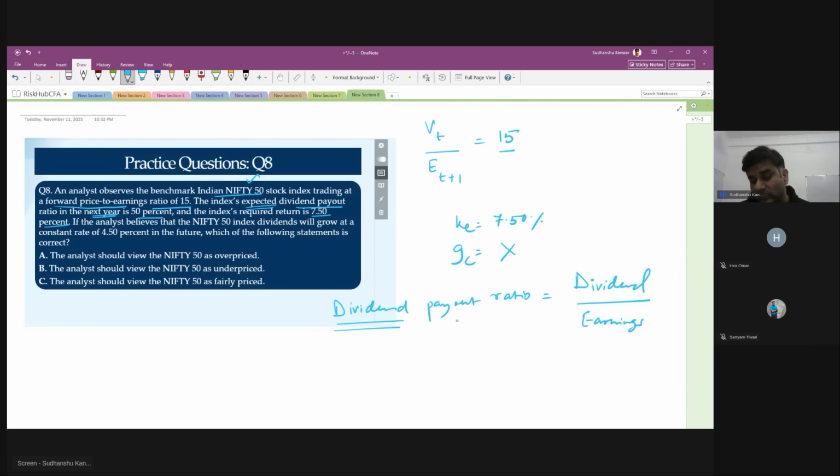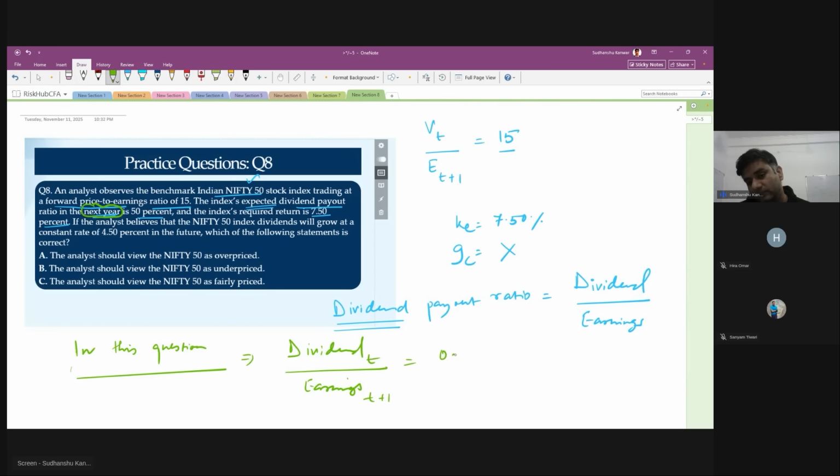Dividend payout ratio generally is this, but in this question, please understand, this is the beauty of the CFA exam: each word is very critical. The question says dividend payout ratio in the next year. So it means it is dividend divided by your earnings of the next year, which is, if dividend is T, earnings is T plus 1. This is given as 50%, meaning 0.5.